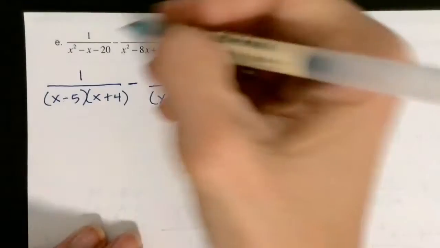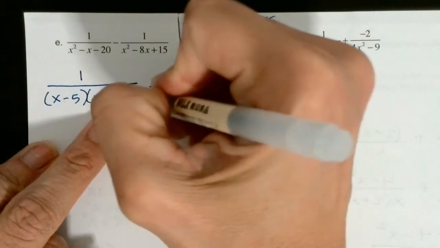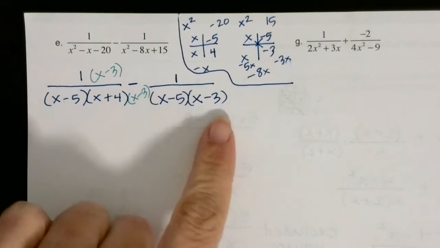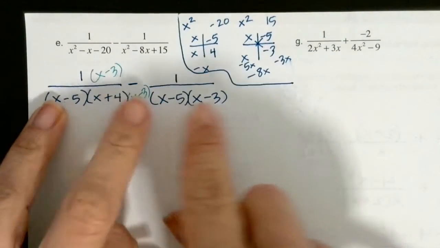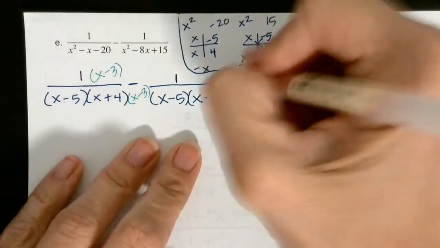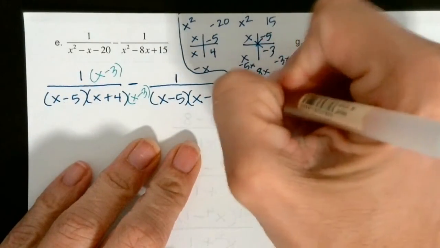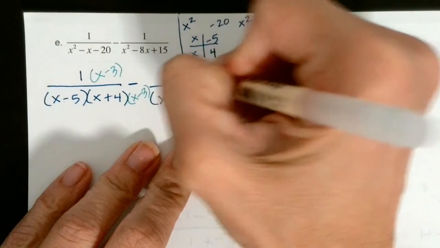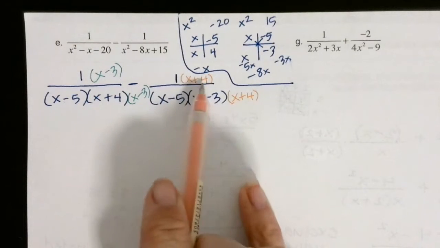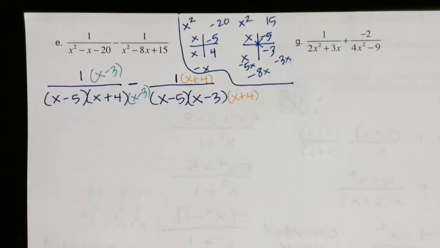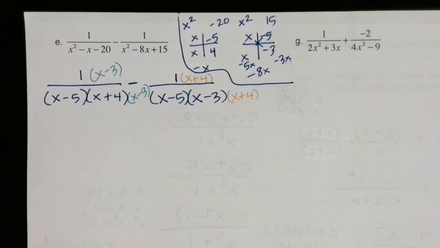Just getting a different color pen. So this needs an x minus 3 and an x minus 3. And then on this side, what this one needs is, it has the x minus 5, it has the x minus 3, but it needs the x plus 4. And mathematically, to keep these equivalent, I need the x plus 4 in the numerator. So this is where I need to be really careful, because now I have a family up there, and the minus goes to both members of the family. Alright, so let's see what we get.